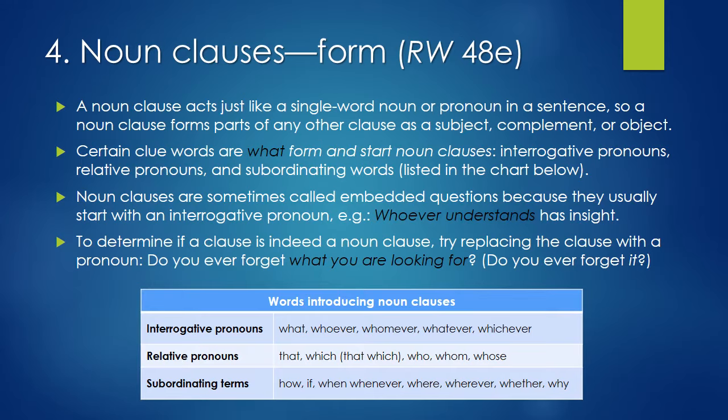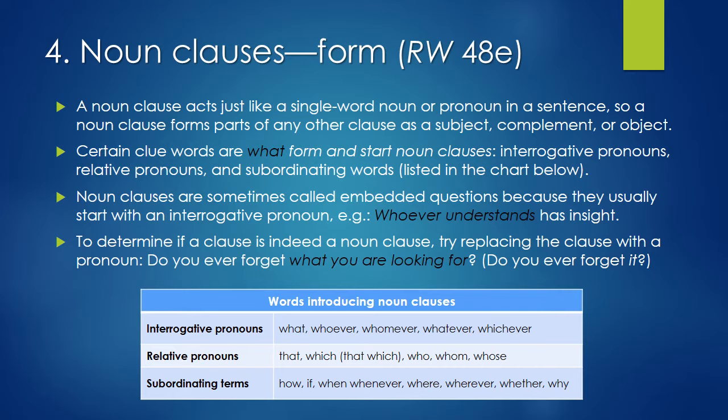Our fourth kind of clause is called the noun clause. A noun clause acts just like a single word noun or pronoun in a sentence. So a noun clause forms parts of other clauses as a subject, complement, or object. Certain clue words form and start noun clauses, including interrogative pronouns, relative pronouns, and subordinating words listed in the chart below. Noun clauses are sometimes called embedded questions because they usually start with an interrogative pronoun.